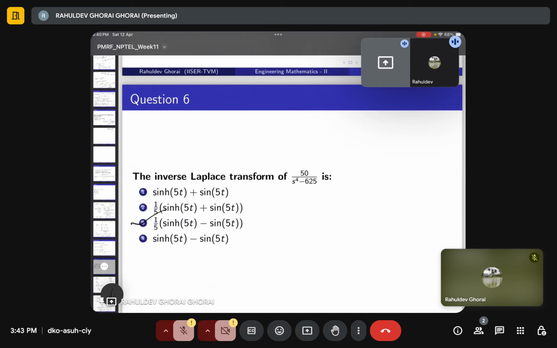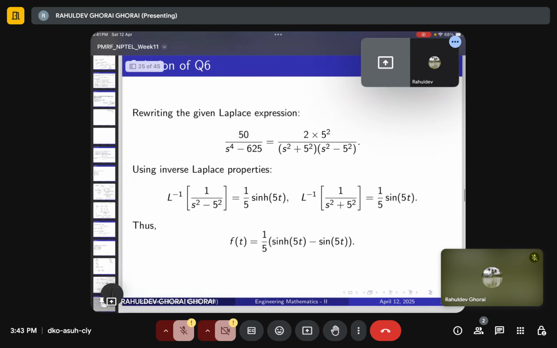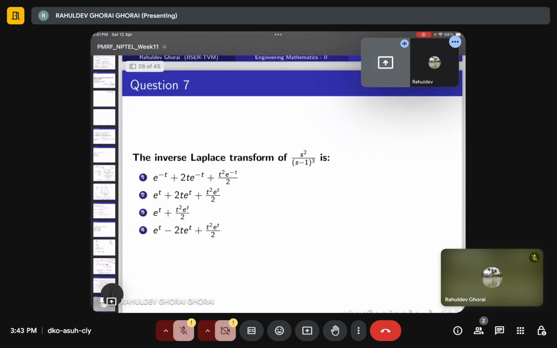1 over 5 sine 5t. Right. So here is a solution for you, which is done in a similar way. Okay, check this. Now I'll move to the seventh question. This is a little better.